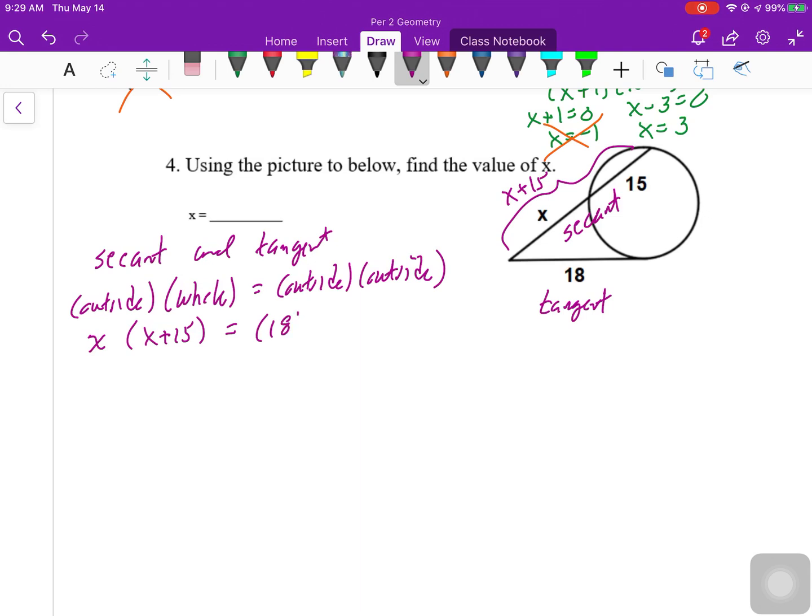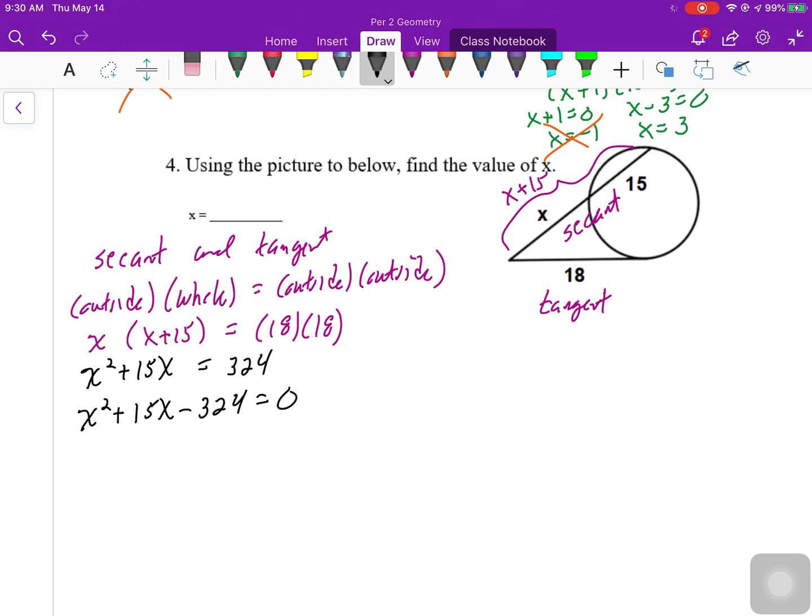So for the secant segment, the outside is x, the whole length x plus 15. For the tangent segment, the outside is 18. Now take a look at that setup and see if that setup does make sense to you. Let's continue the algebra then. On the left side, we'll distribute, x squared plus 15x. On the right side, 18 squared is 324. We need to move the 324 over. x squared plus 15x minus 324 equals 0.